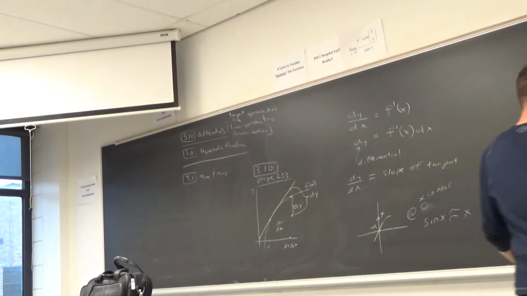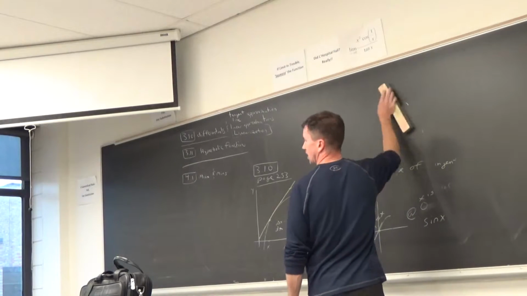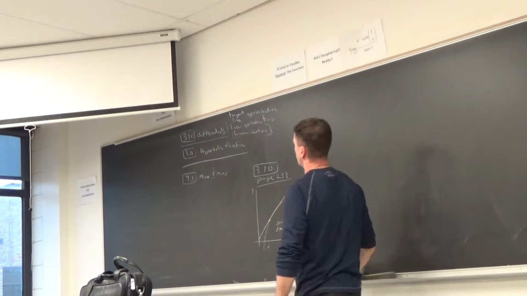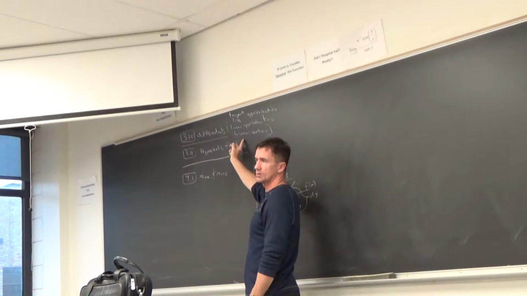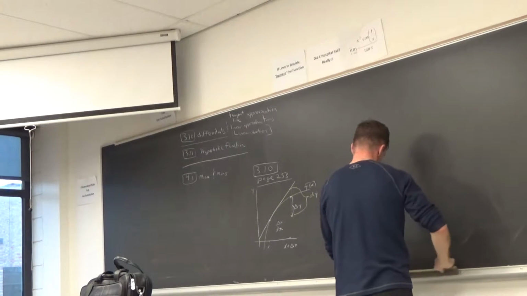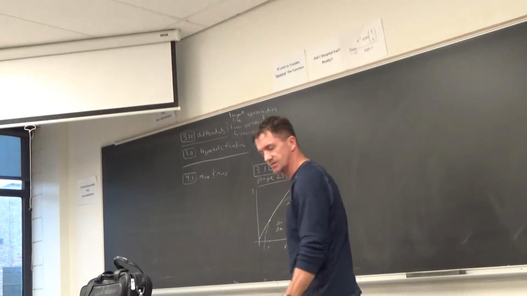So let me erase this. This is what I'm talking about. We'll make sense of this. We're going to do a tangent approximation, or a tangent line approximation, or a linear approximation. Or in other words, we're going to find what's called a linearization. Now here's the problem. We're going to use the square root of x function, okay?